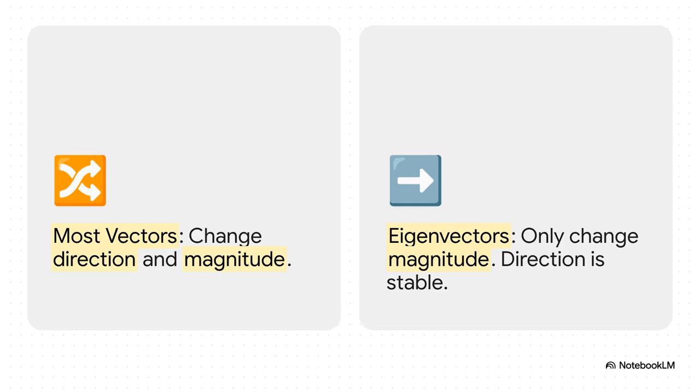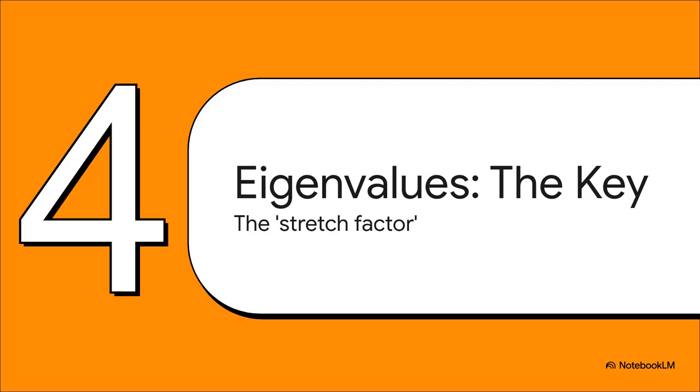You put most vectors through the transformation and bam! They get knocked off course. Their direction changes. But an eigenvector, it holds its line. Its direction is stable. It's intrinsic to the transformation. The only thing that changes is its size. It just gets a bit longer or a bit shorter. And that stability is exactly what makes it so important. So how in the world does this pretty abstract idea solve our real-world mysteries?